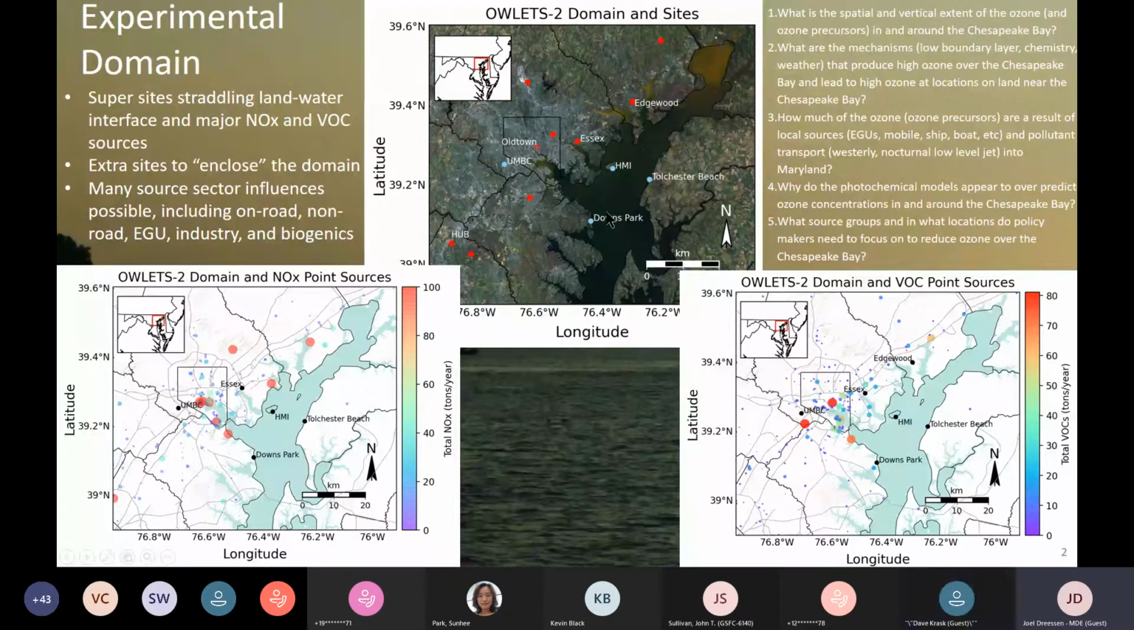There's also Tolchester Beach. Tolchester Beach was trying to address whether or not ozone was really getting to the eastern shore or not. Turns out it does sometimes, but not always.